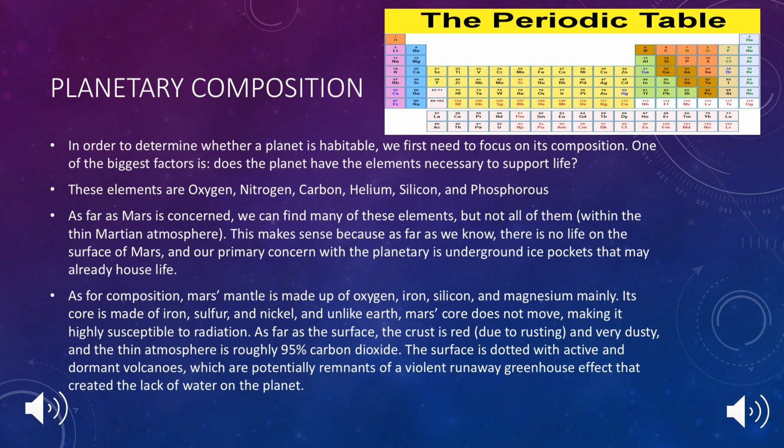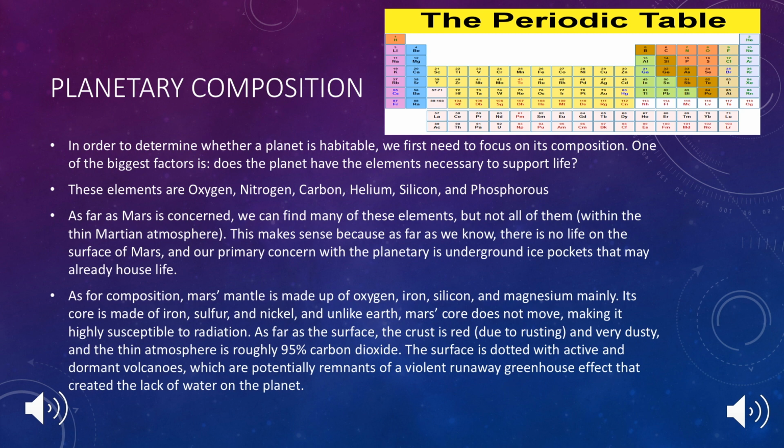Moving on, let's talk about the physical composition of Mars. We'll start at the center. Mars's core is made of iron, sulfur, and nickel, somewhat similar to ours. However, unlike Earth's core, this one doesn't vibrate or move, meaning that the planet has no magnetic field while Earth does. As a result, the surface of Mars is pummeled by radiation, which contributes to it not being habitable.